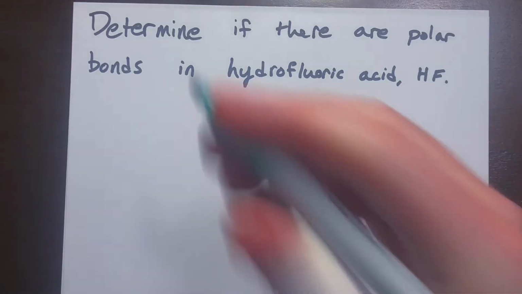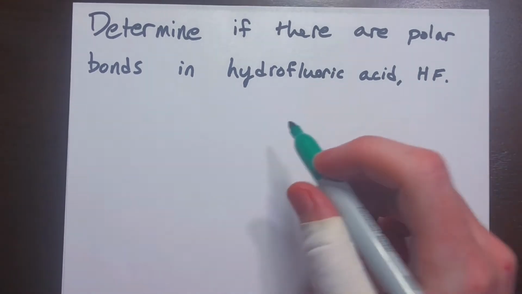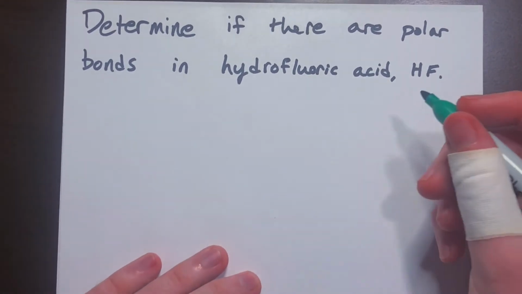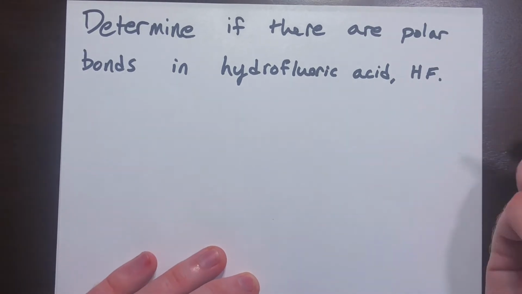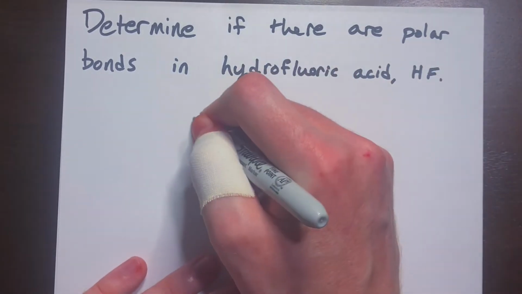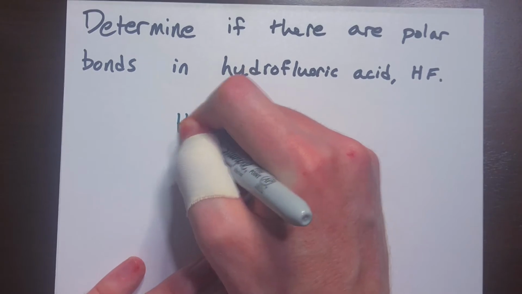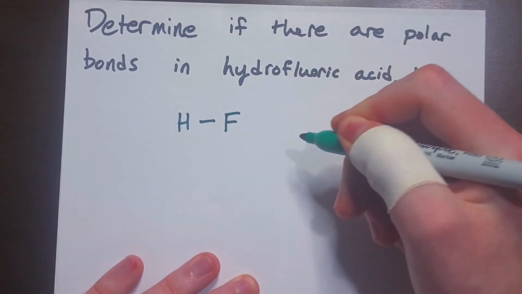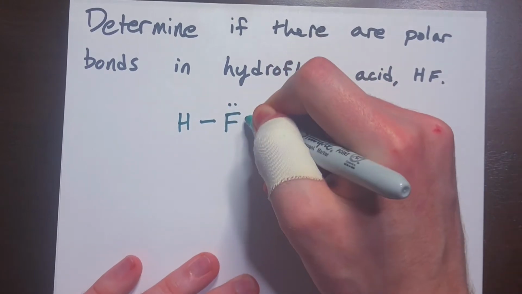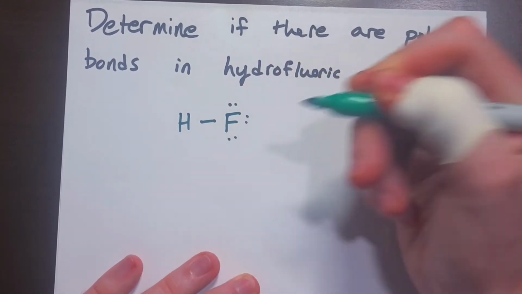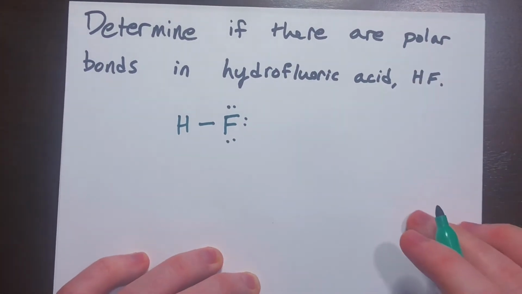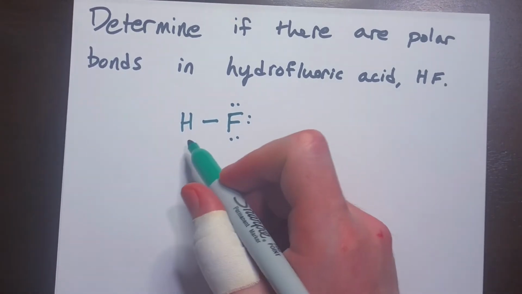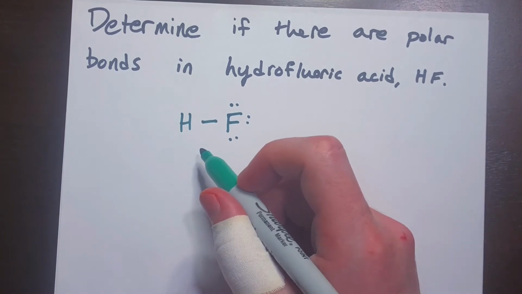So my question here is to determine if there are polar bonds in hydrofluoric acid, HF. So first thing you have to do for any of these polarity questions is draw the Lewis dot structure. So we know that hydrogen, in this case, is just singly bound to fluorine. And we know that fluorine must have 6 electrons around it to fulfill its octet. We know hydrogen is one of the exceptions that only needs 2 electrons to be full in its octet.